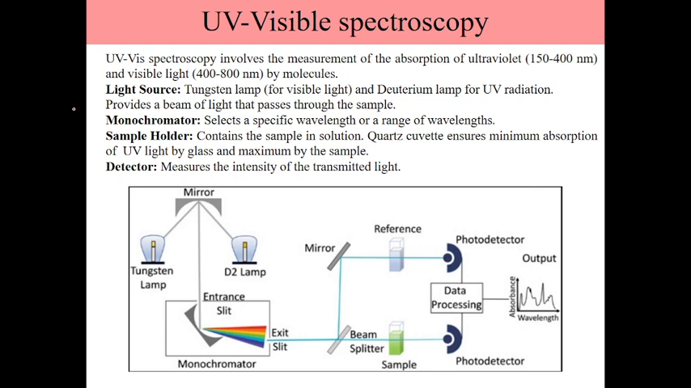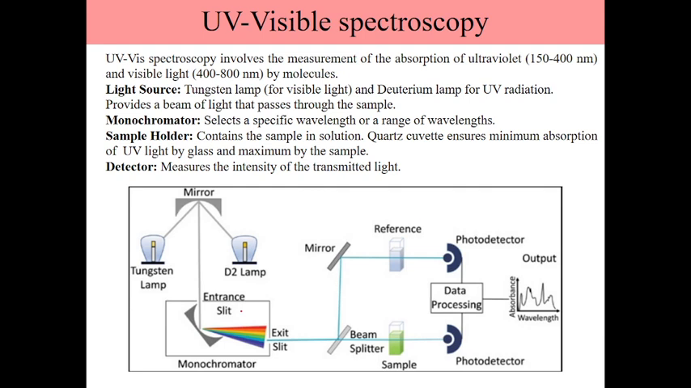UV visible spectroscopy is a kind of absorption spectroscopy. By the name, you can very well understand that UV visible spectroscopy is the study of interaction of UV light and visible light with matter, right? UV light means wavelength from 150 to 400 nanometer, and visible light means wavelength from 400 to 800 nanometer. So then what is the light source?